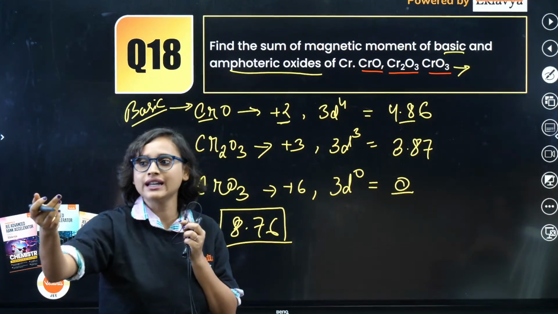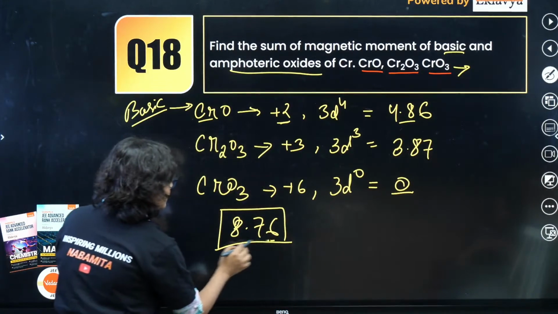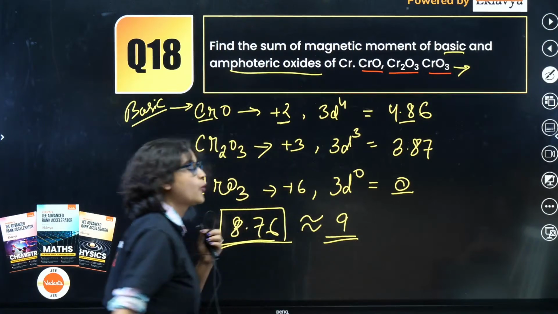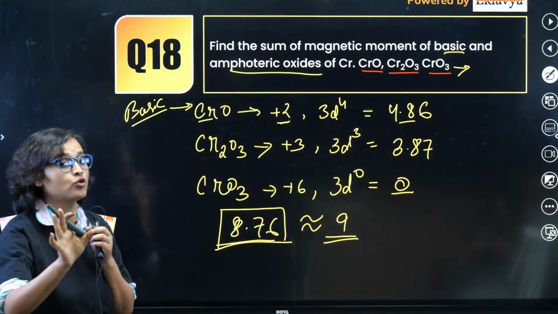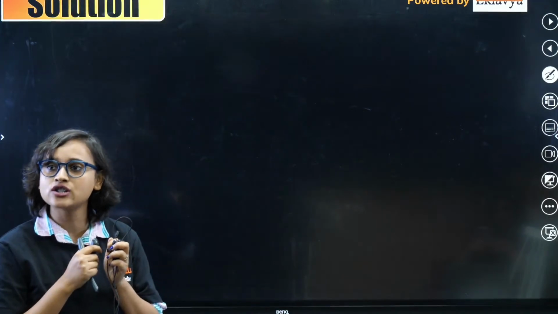Yes, 9 was the integer. If it has asked you closest integer, then 8.76 can be definitely written as a 9. So 9 would be the correct answer if it is about closest integer. Very good. Chalo, moving on to the next question, everybody.